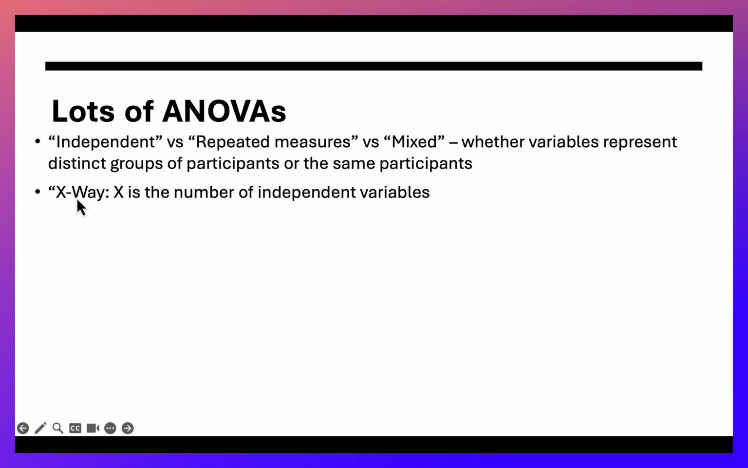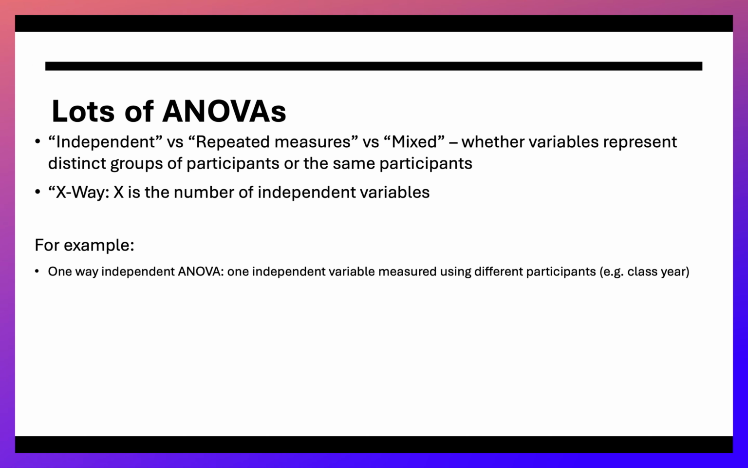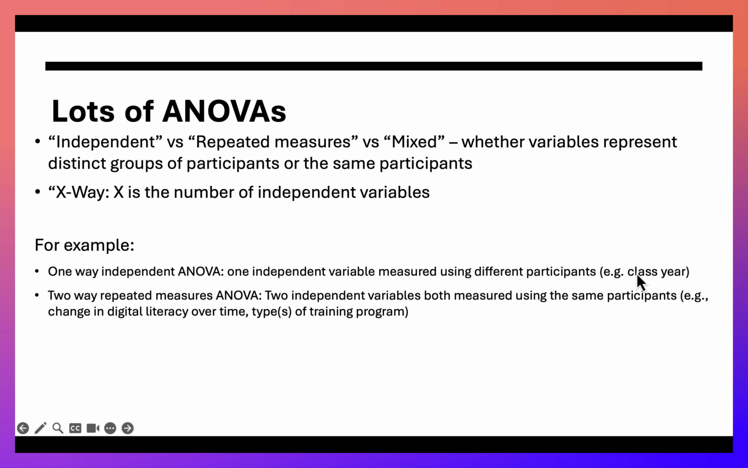And then also X-way, number of ways. So we learned here a one-way ANOVA because we just looked at one independent variable, which in this case was class year. But you can do a two-way ANOVA, you could do a three-way ANOVA, etc. It's easier to explain using real cases here. So what we did here was a one-way independent ANOVA. We had one independent variable, as I mentioned, measured using different participants, so class year. And then we looked at the impact on GPA, right?